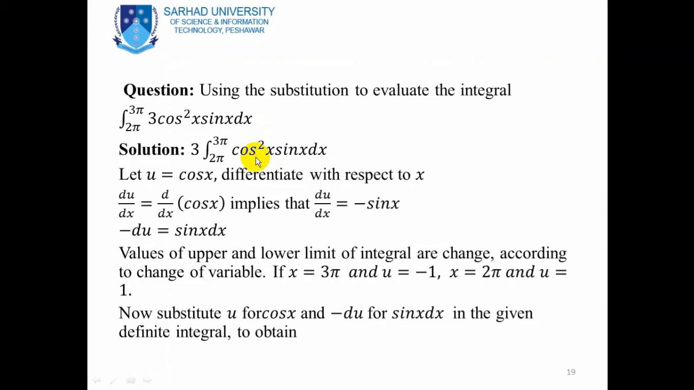Suppose we have two functions in divide form. So sometimes we have two functions in divide form. If we take the derivative of the denominator and we obtain the numerator, then you can easily take the natural log of the denominator, and we can obtain the integration result of the given integral.